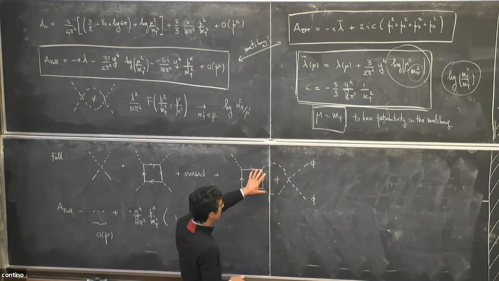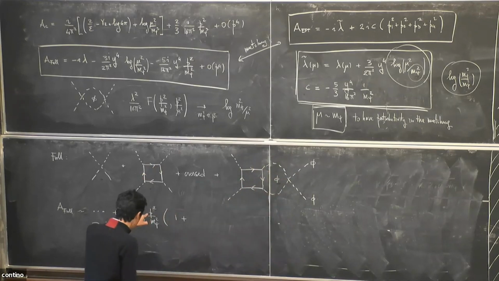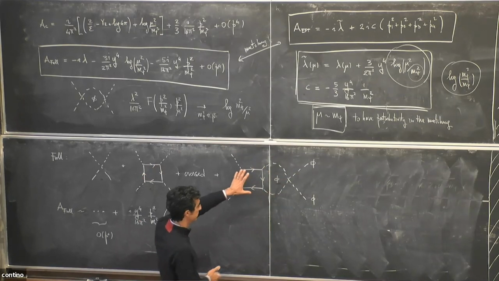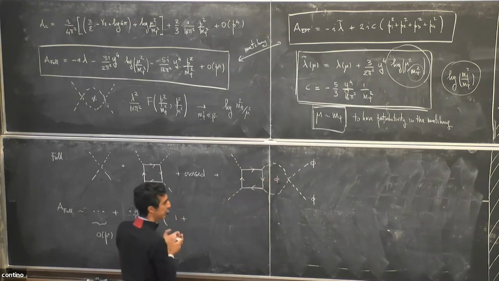Now, the second diagram you can check easily that it's finite, once you focus on the p squared term in the Taylor expansion. So this again is finite. There is no divergence.